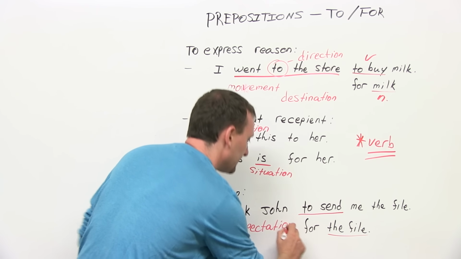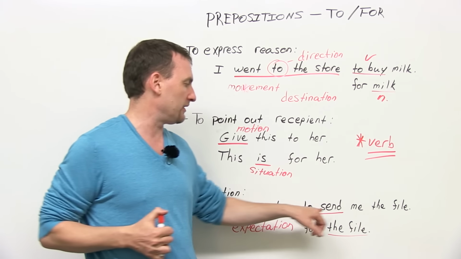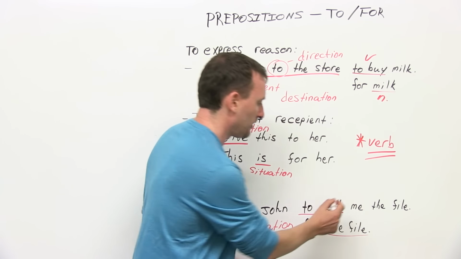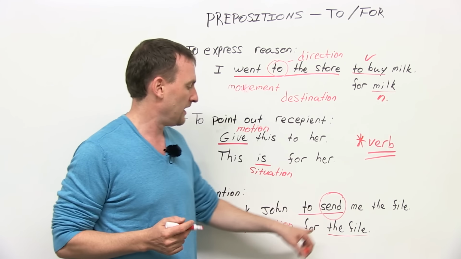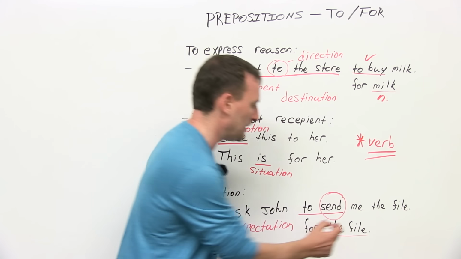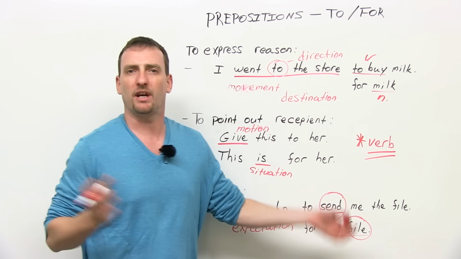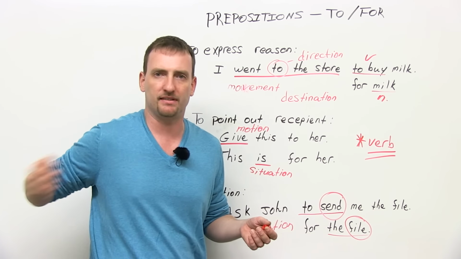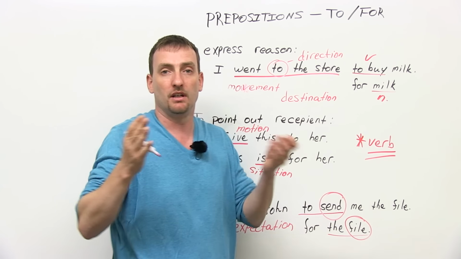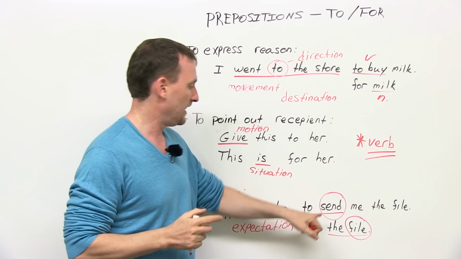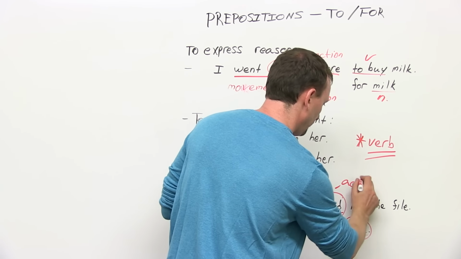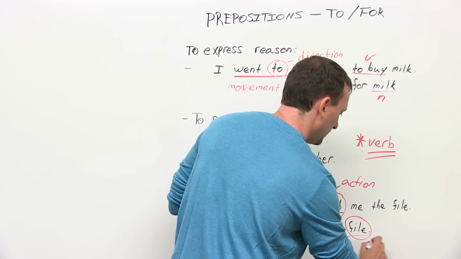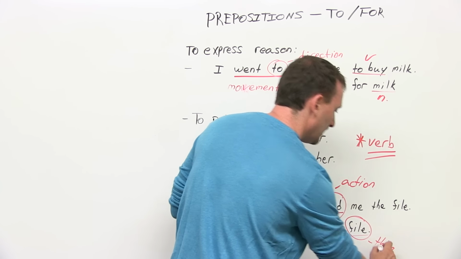What do you expect? When you say to send, you're expecting an action. You're concerned about this. You want John to do this. If you're using for, you care more about the file. You don't care how John gets it. If he picks it up and walks it over, great. You care about the file. Here, you care about the action. Here you care about the thing.